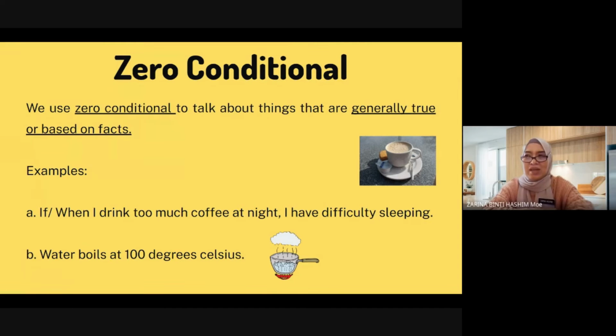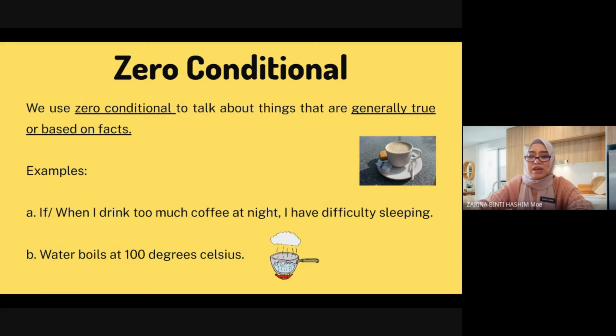If you freeze water, it turns into ice. Okay, that means that is based on facts. If you freeze water, it will turn into ice.